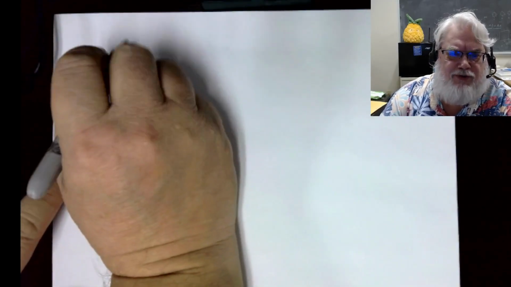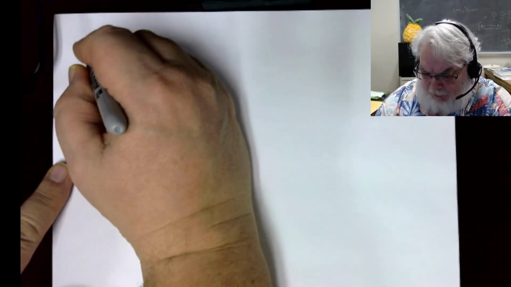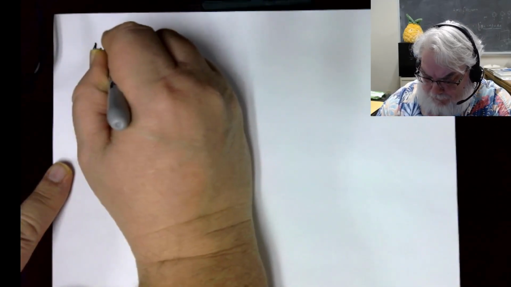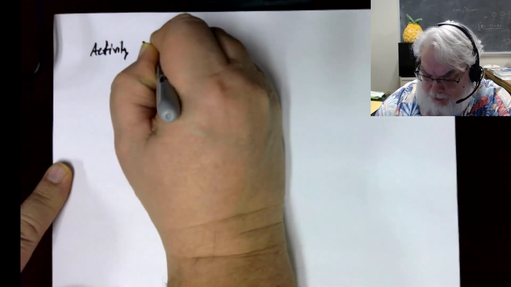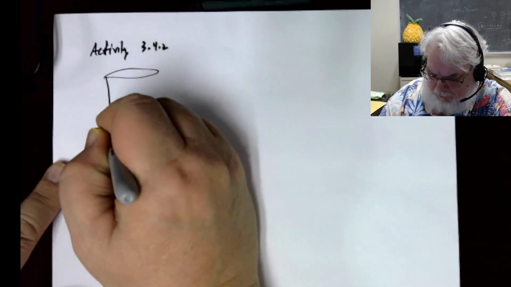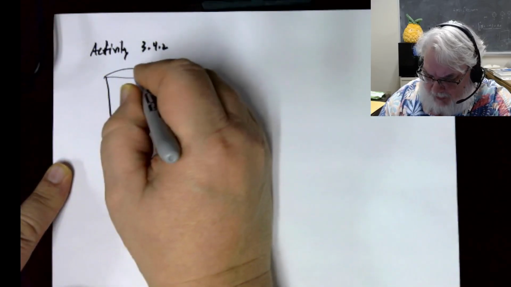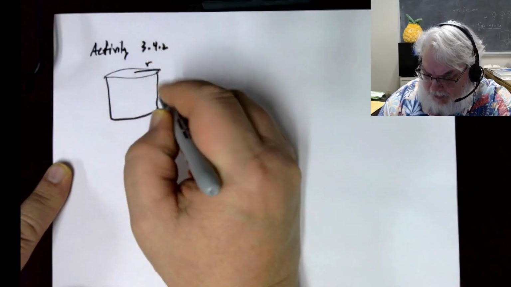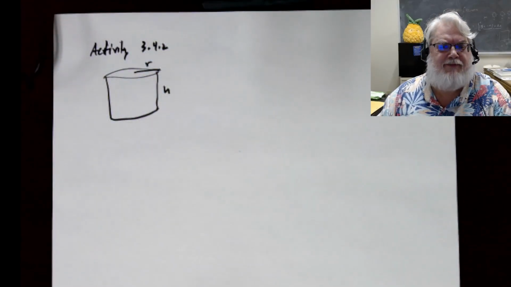All right, so we're doing another activity from the Active Calculus. In this case, we're looking at activity 3.4.2. I just wanted to be sure that we all had the right solution for that. We're making a soup can. A soup can is going to look like that with radius r and height h, right?